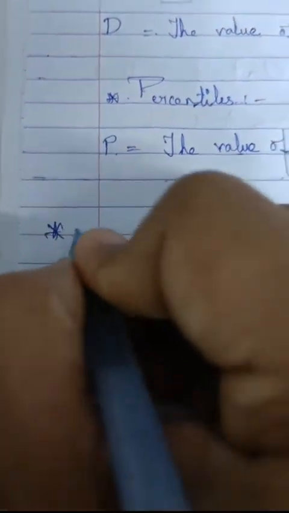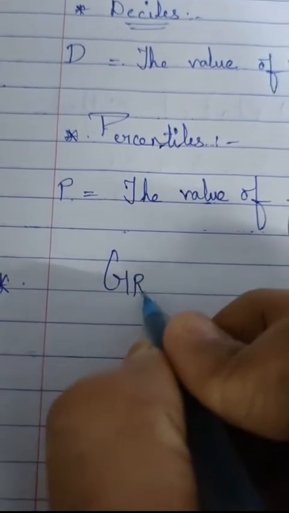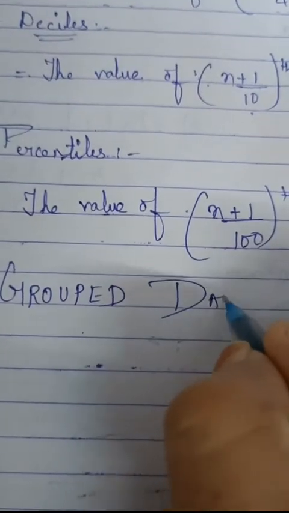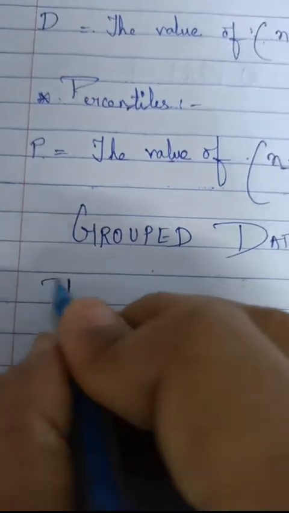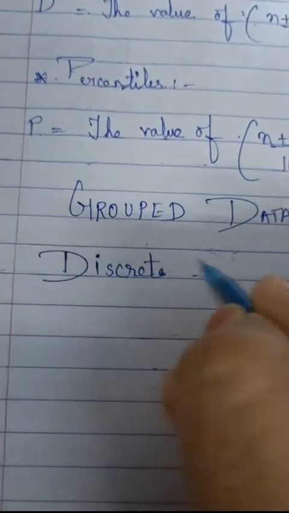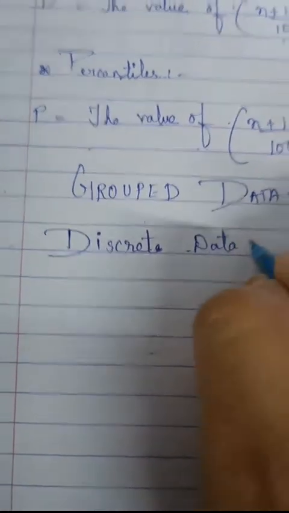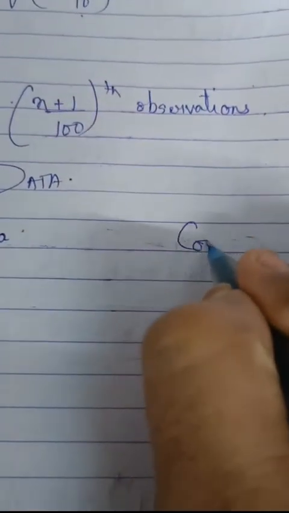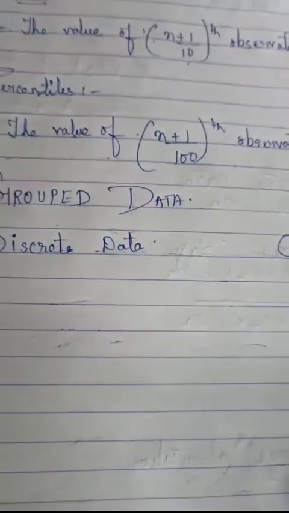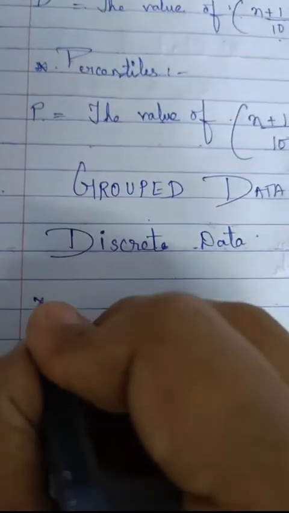Now coming to grouped data. Okay, grouped data is divided into two parts. One is discrete data and the other one is continuous data. Okay, coming to the first part, here also mean.